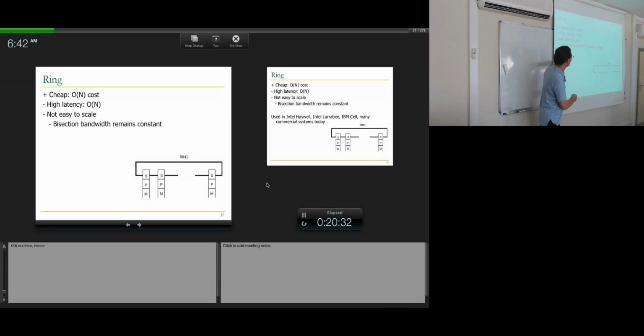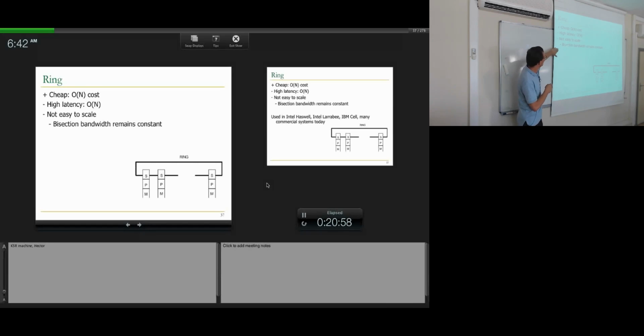The downside is it's high latency, right? If you want to communicate between one node to another, it's order N. It could be one hop, but it could be N divided by 2 hops also. Actually, if you have a unidirectional ring, it could actually be N minus 1 hops, right? And this is also not easy to scale.